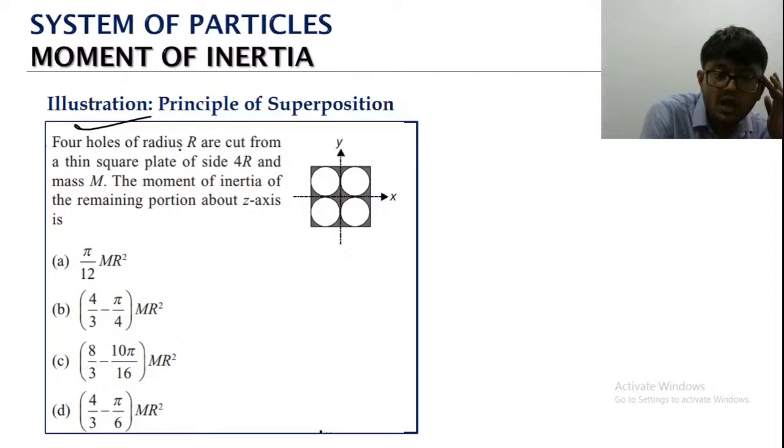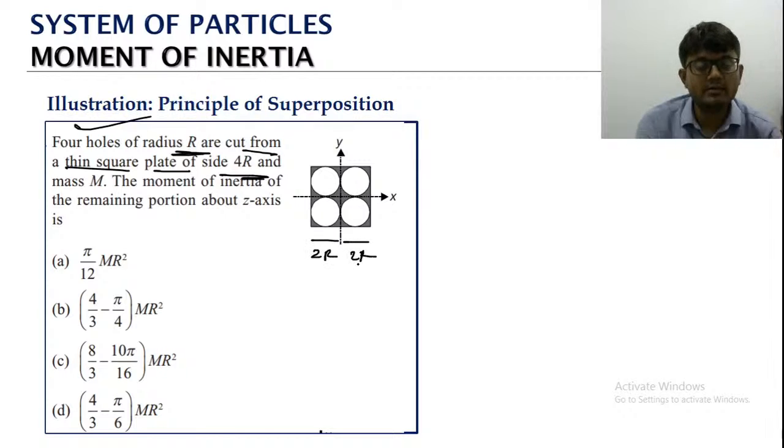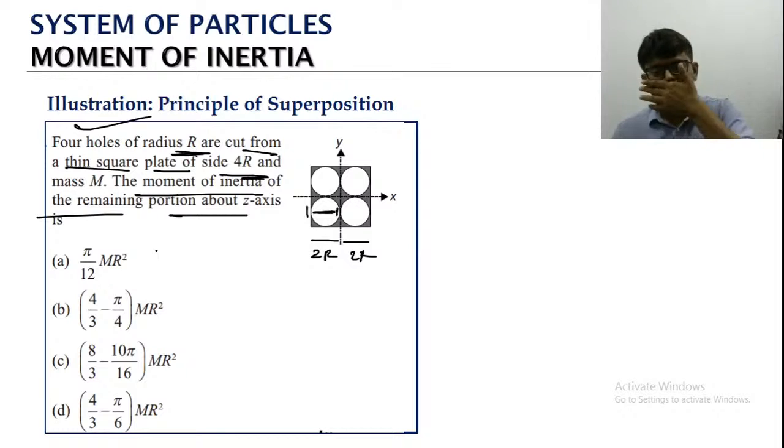4 holes of radius r are cut from a thin square plate of side 4r. A thin square plate of side 4r means each half will be 2r. 4 holes of radius r means the diameter will be 2r, right? 4 holes are cut like this, symmetrically. What we have to find is the moment of inertia of the remaining portion about the z-axis.